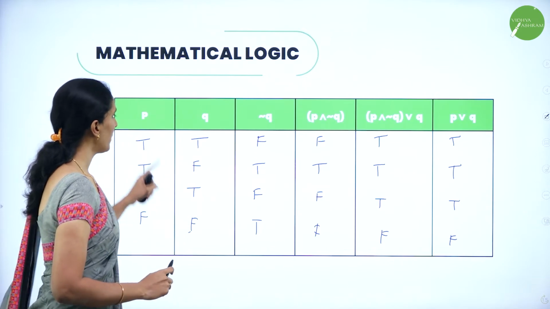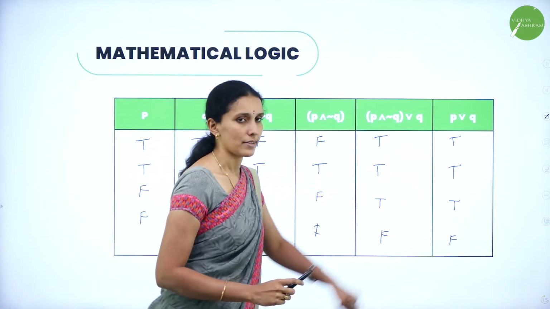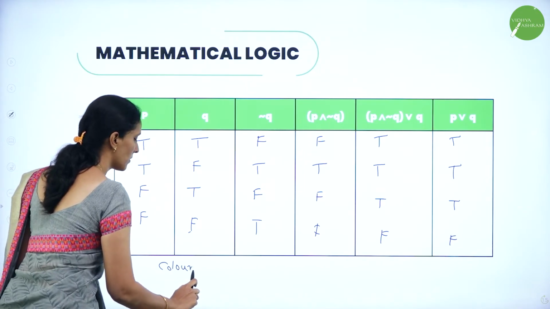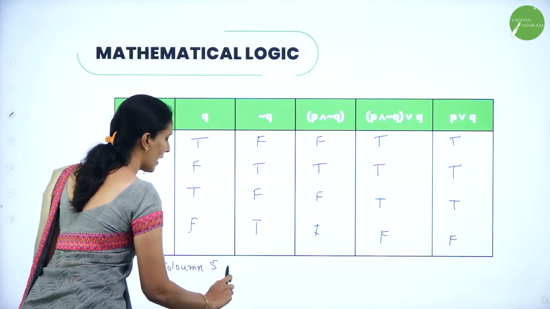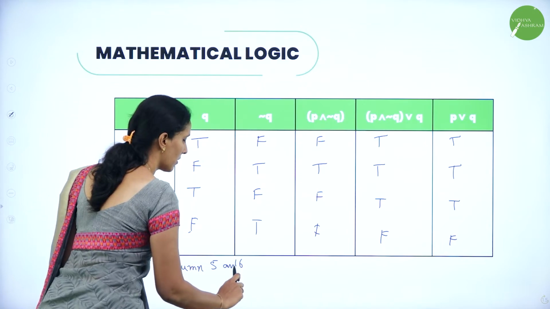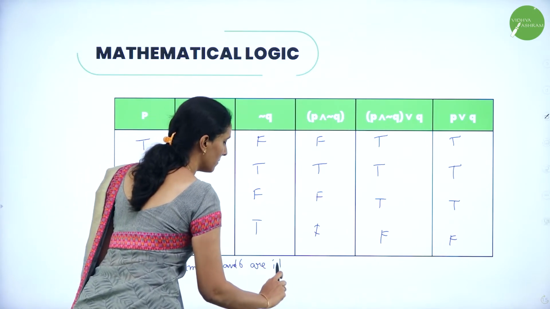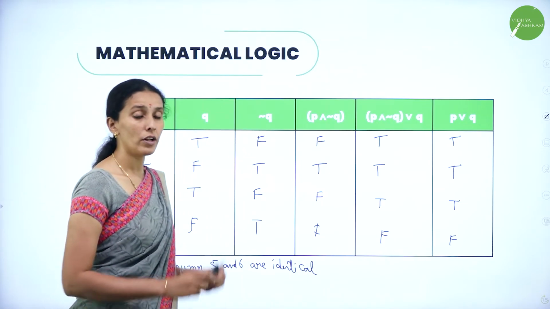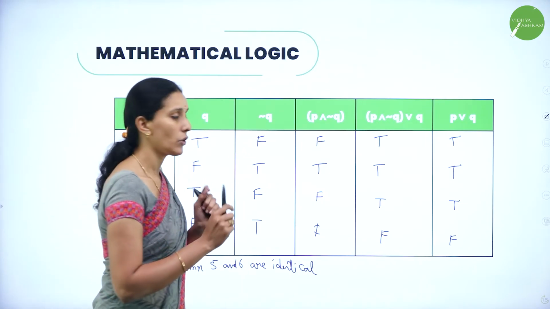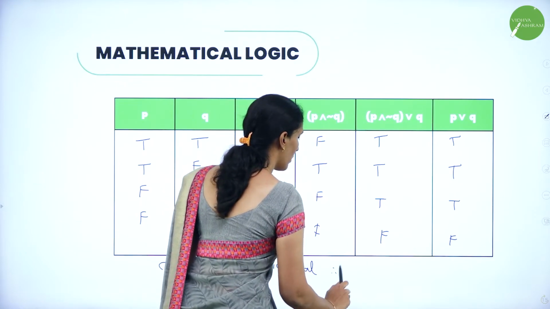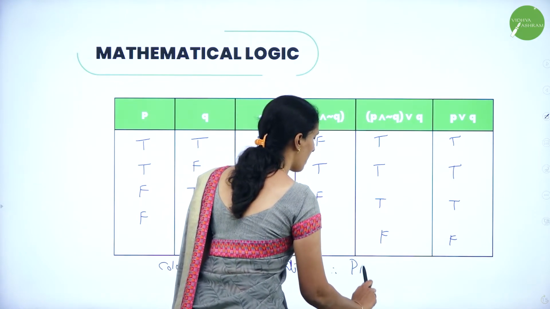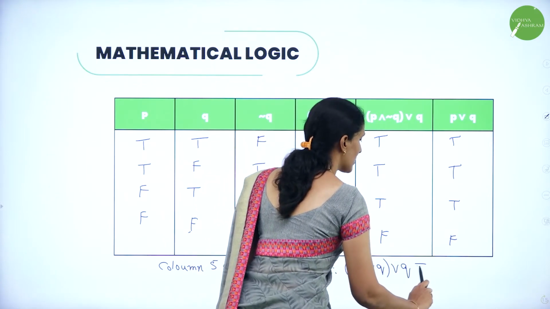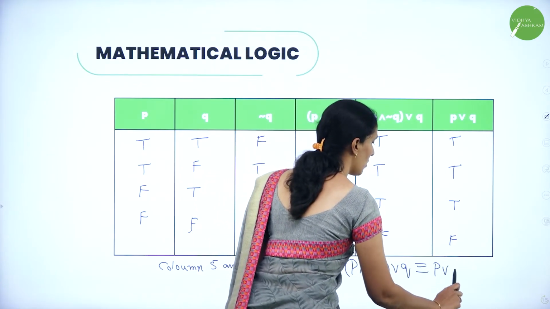So, see the column numbers here: 1, 2, 3, 4, 5, 6. What can I write here? Column 5 and 6 are identical. So, therefore, that means they are logically equivalent statements. So, therefore, I can write P and not Q or Q is logically equivalent to P or Q.